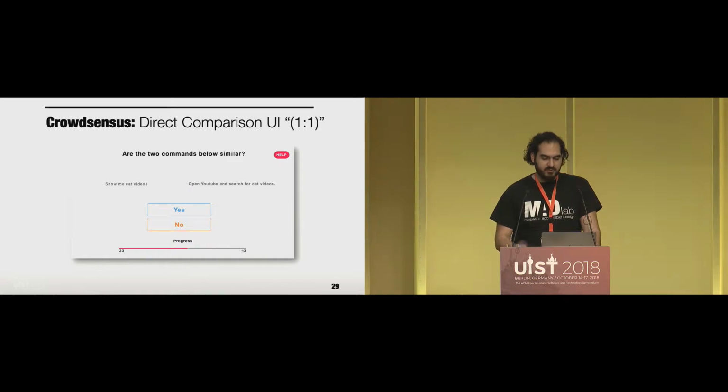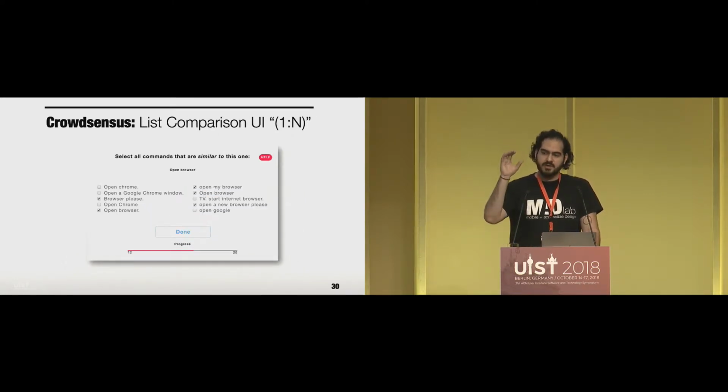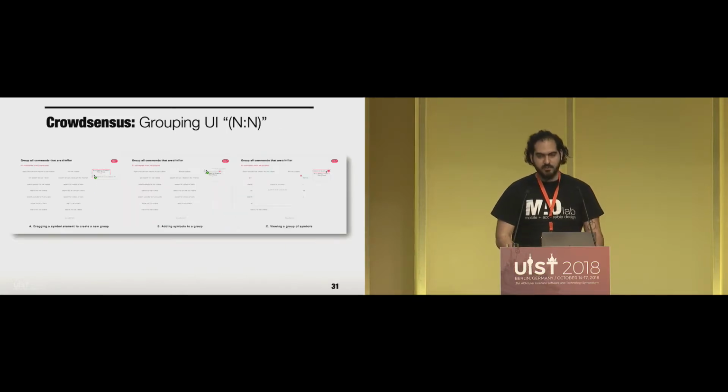The first one was sort of a direct comparison approach, a one-to-one approach, where we showed two symbols next to each other and asked the crowd workers to vote either yes or no, whether they thought those two symbols are similar or not. The second interface we designed was sort of a list comparison, where we had one symbol at the top, and then below it there was a checklist of symbols, and the workers had to go in and check all the symbols they thought were similar to the one at the top. Finally, the last one we had was a grouping interface, where all the symbols were presented as draggable elements, and the workers had to drag and drop symbols, creating groups.